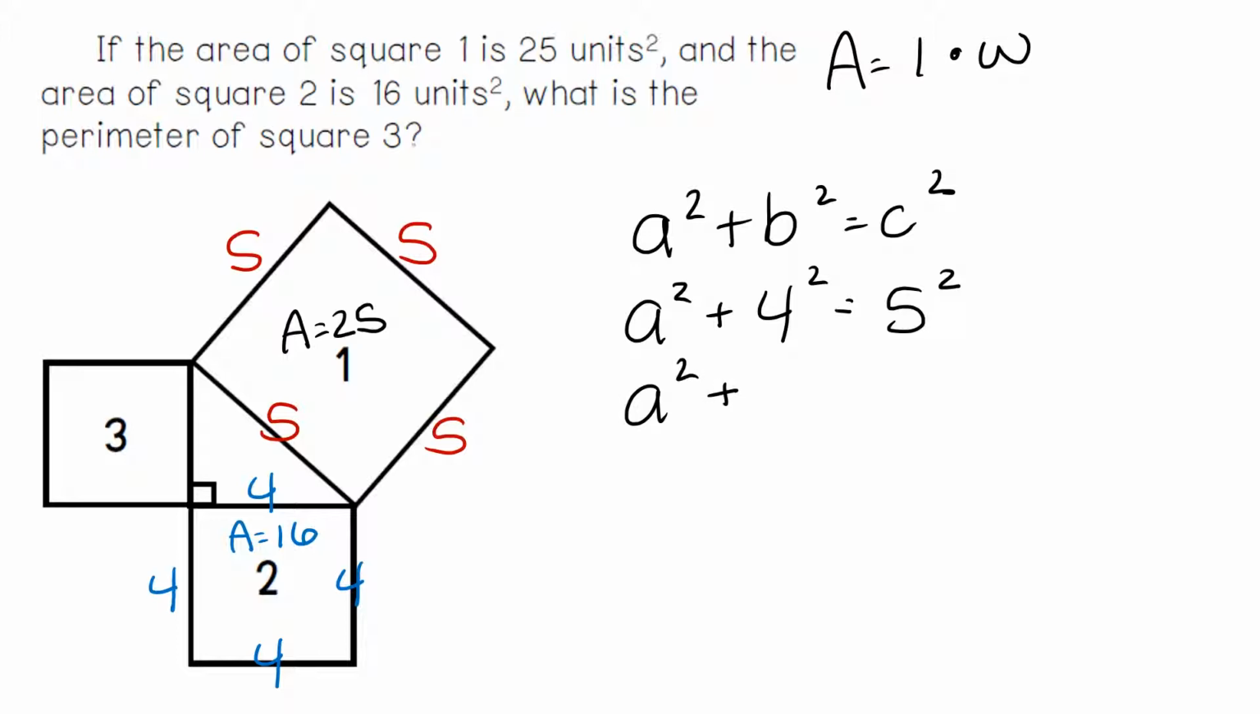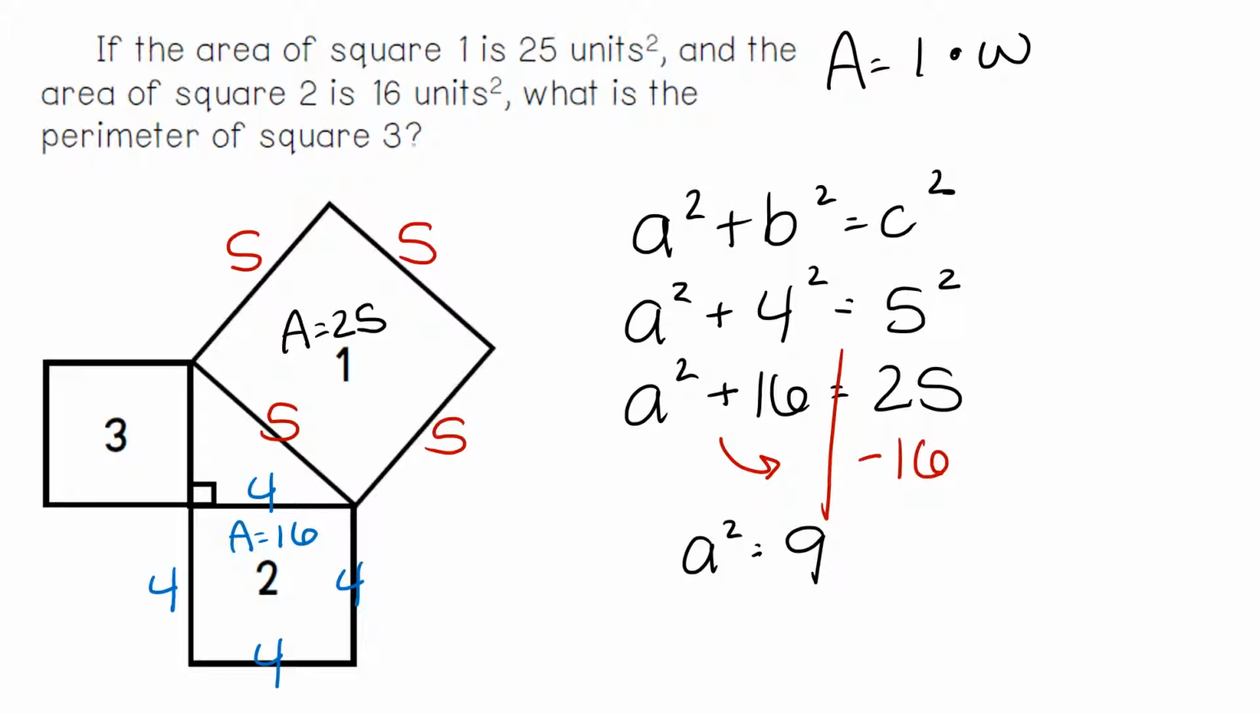Since A is unknown, we can only solve the 4 squared, which is 16, and the 5 squared, which is 25. To combine like terms, we do the opposite operation. We do a minus 16. 25 minus 16 is going to give us 9. Last step of the Pythagorean theorem is to take the square root. We get A equals 3.